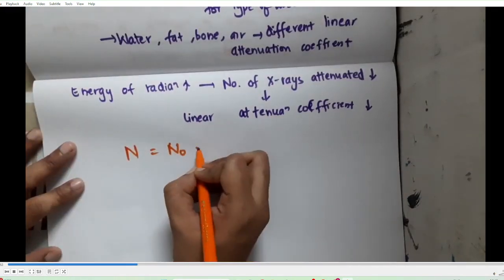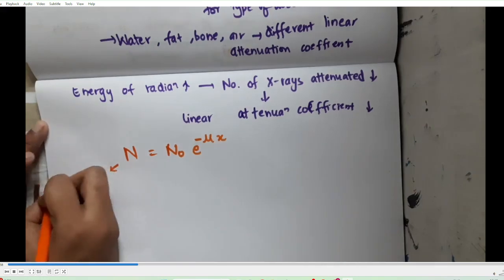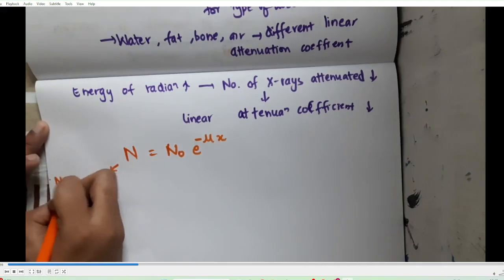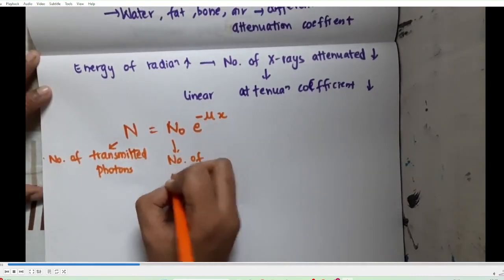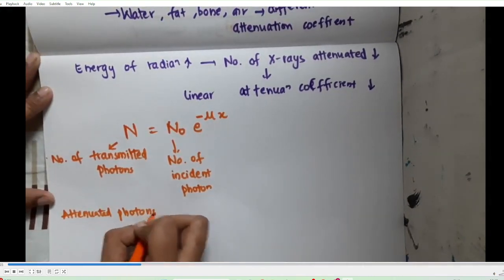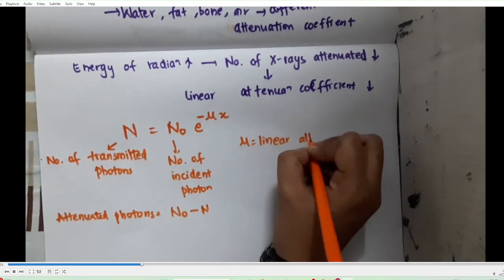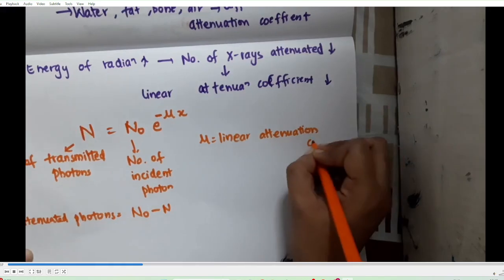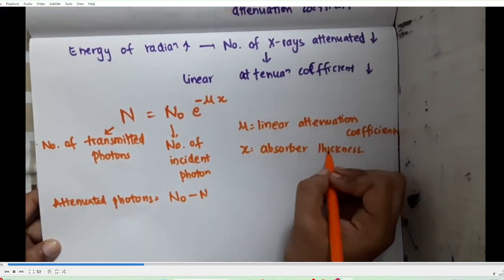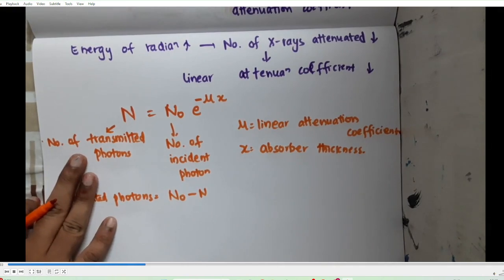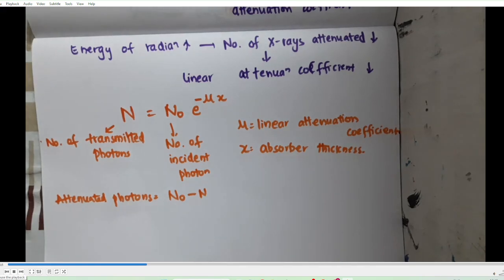There is some mathematics involved in this linear attenuation coefficient. The formula is N is equal to N naught exponential to the power of minus mu x, where N is the number of transmitted photons, N naught is the number of incident photons. Incident photons minus transmitted photons gives attenuated photons, so attenuated photons is equal to N naught minus N, and mu is the linear attenuation coefficient and x is the absorber thickness. This is similar to the radionuclide decay, but we are not going to discuss that more.